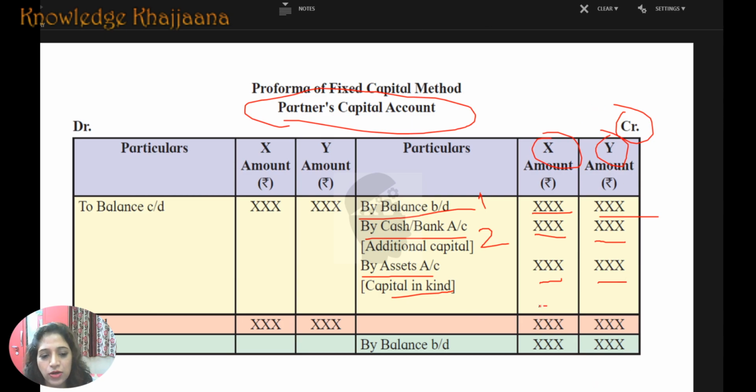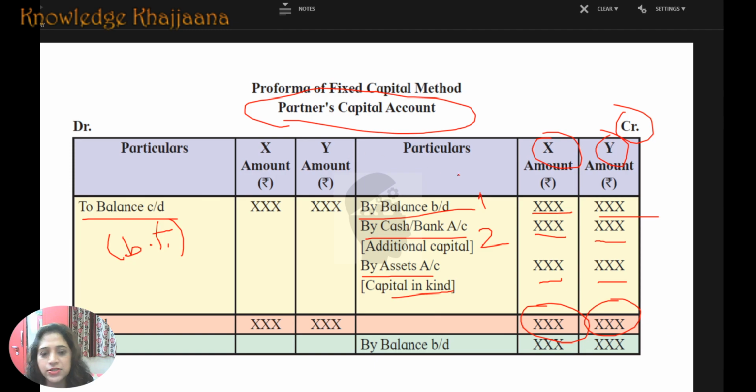Then the total of the credit side is done. If there are no withdrawals over here, then this is the balancing figure. The same will be the balancing figure of the total amount, and that would be the "to balance carried down", and for next year it would be the "to balance brought down". Okay, same as it is.